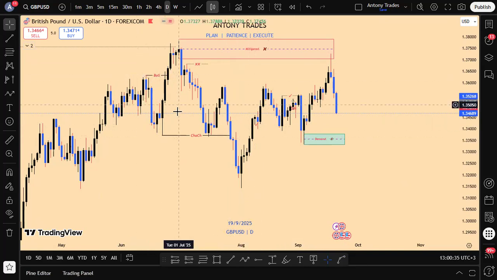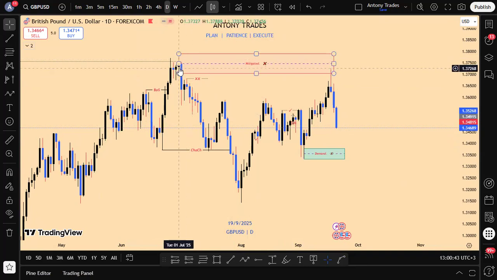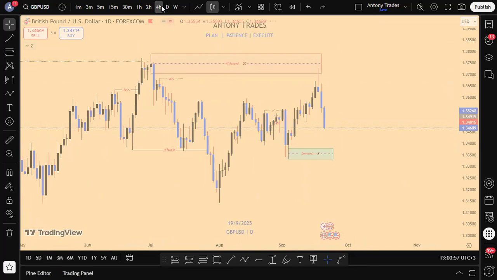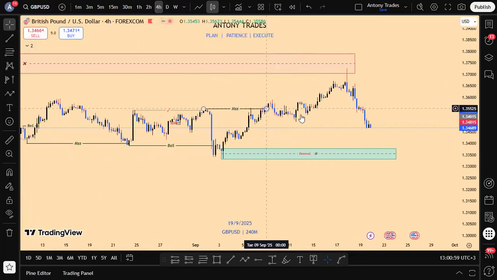From what I can see here on GBP USD, we have a change of character, the same thing we have on the DXY. The market tapped on this extreme supply zone on the daily time frame, and we had a very clean reaction from this area. So that is it on the daily time frame. Going down to the 4-hour time frame.